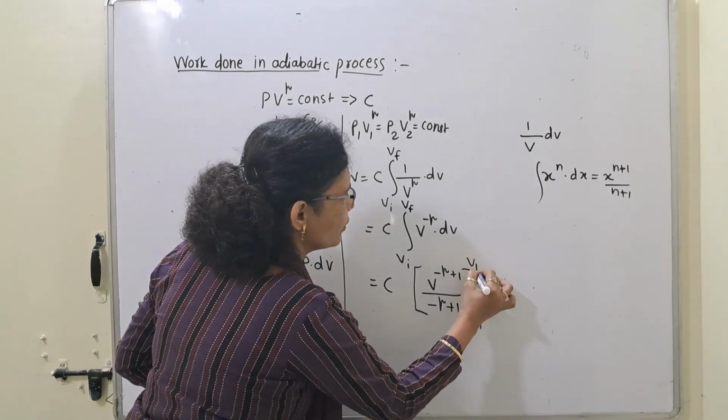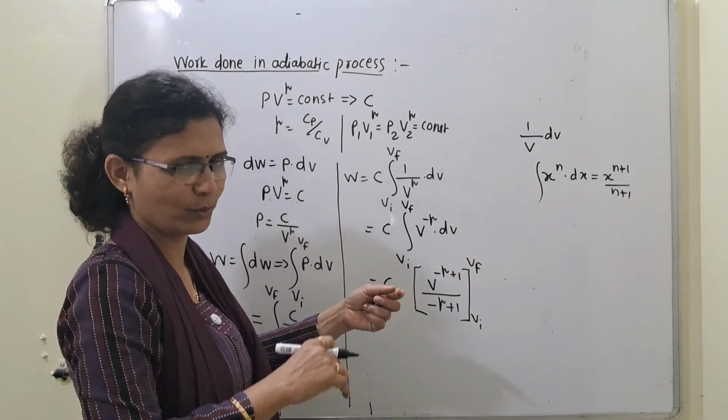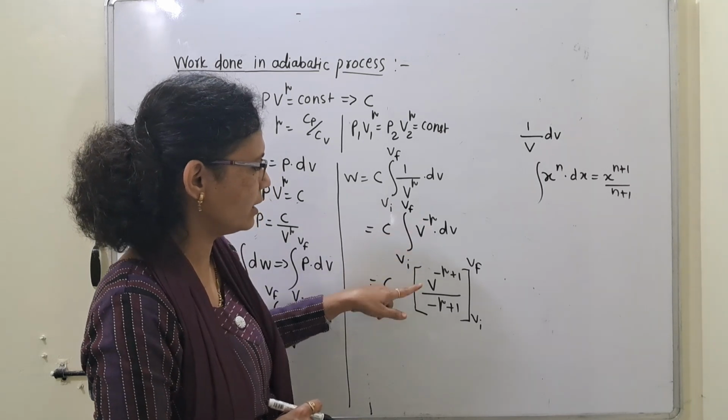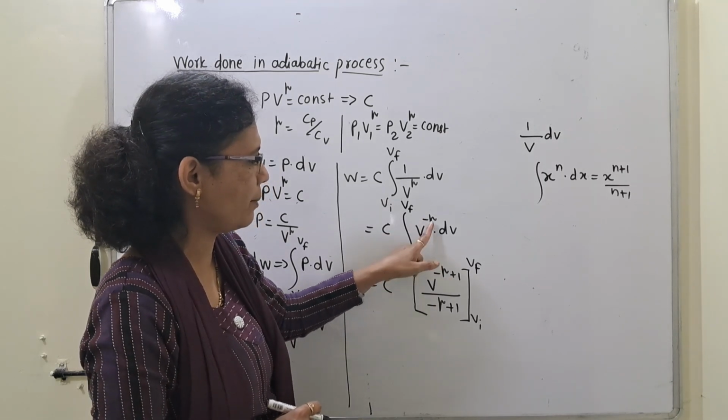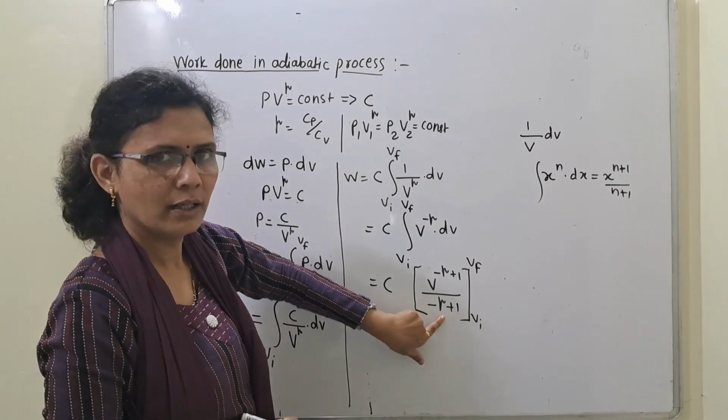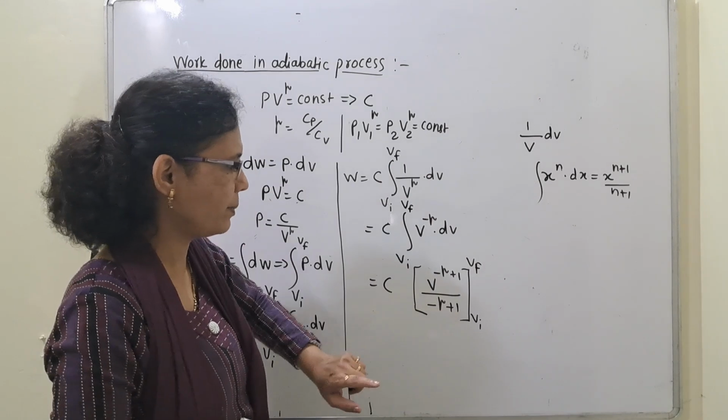V initial to V final. We have taken that integration, so not integration sign will be there. V raised to minus gamma, having the integration V raised to minus gamma plus 1, and that power will be again in the denominator, that is minus gamma plus 1.